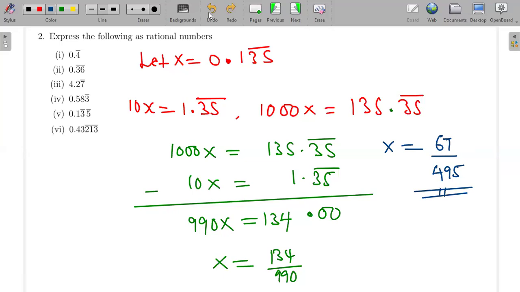If you want, you can try 67 divided by 495 on your calculator, and you are going to find this number here. All right, so let's solve the last one.